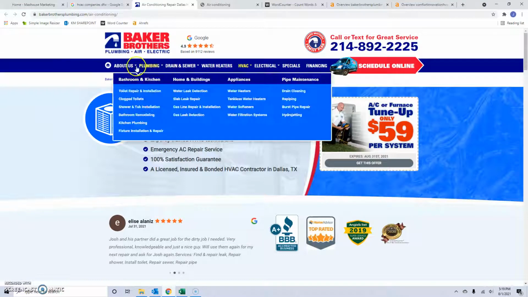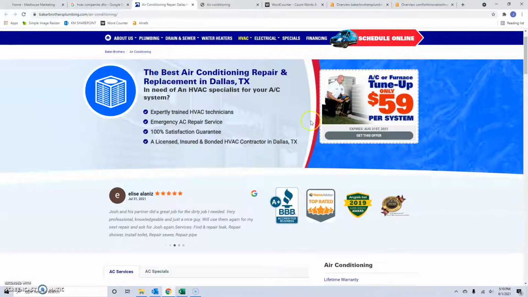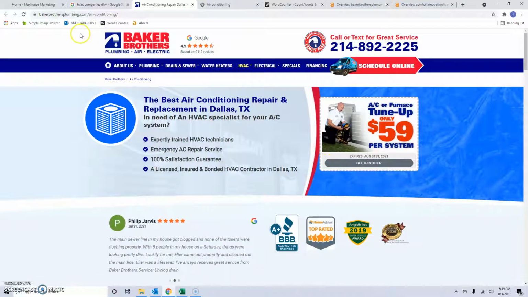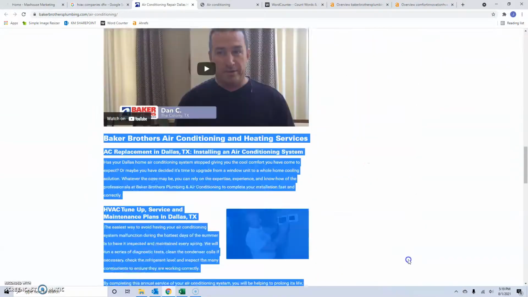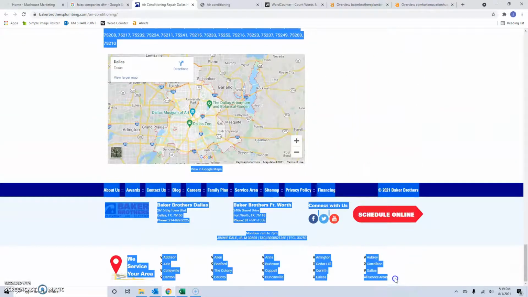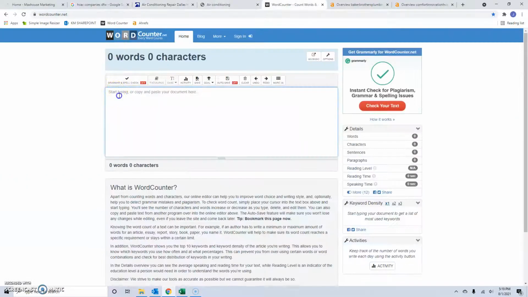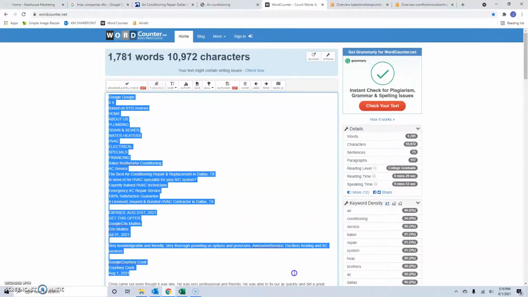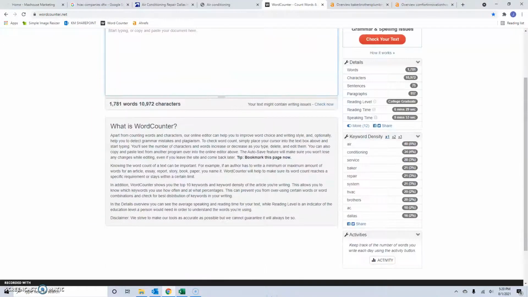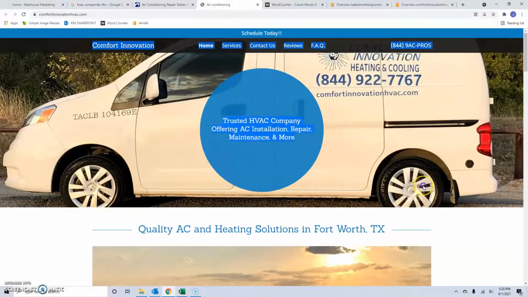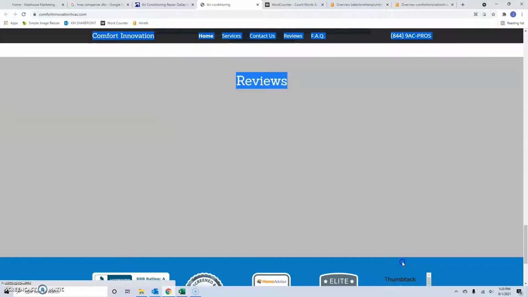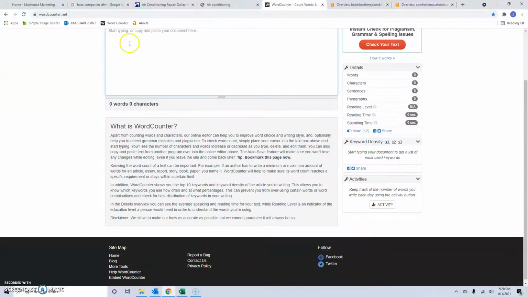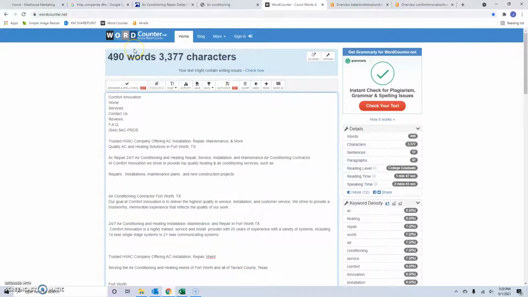So the first thing I'm going to talk about is content. So what is content? Content is any verbiage or wording throughout your website, but I'm going to focus on the home page. So what I'm going to do first is grab all of the content off of this home page, and I'm going to place it into a word counter. As you can see, they have about 1,800 words of content on their home page, and I'm going to go ahead and do the same for your website. So I'm going to grab yours, put it in there. You have about 500 words of content.